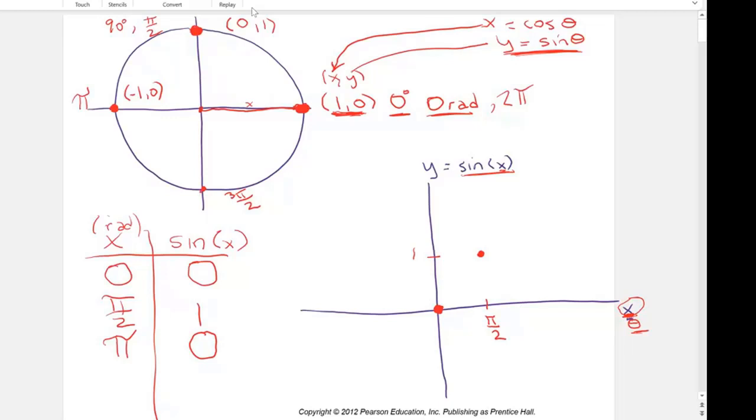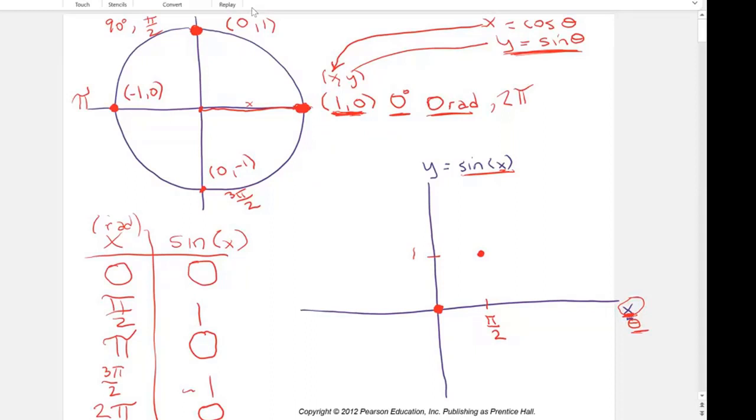And then we'll go take 3 pi over 2. And at 3 pi over 2, x is 0, y is -1. I'm looking for my y value because it's sine. So I get -1. And then the last point I'll pick is 2 pi, which is the same as 0. And at 2 pi, it's back to the y value is 0.